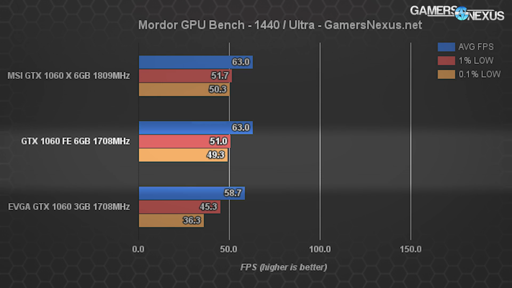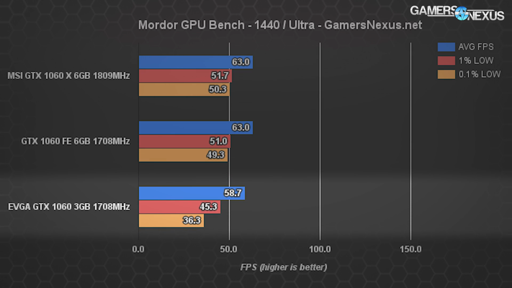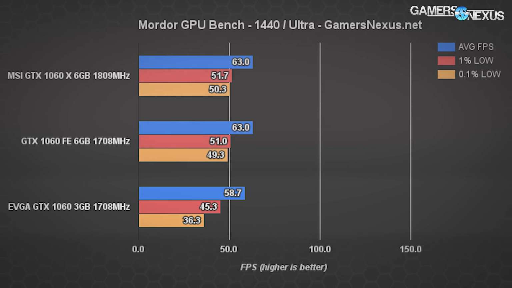The 3GB unit sustains 58.7 FPS average, 45.3 for the 1% lows, and 36.3 for the 0.1% lows. A somewhat noticeable and significant difference at times, depending on what's going on in the game.